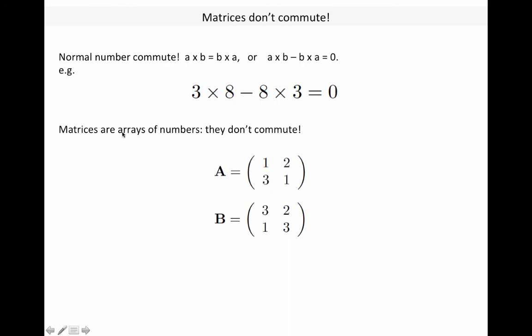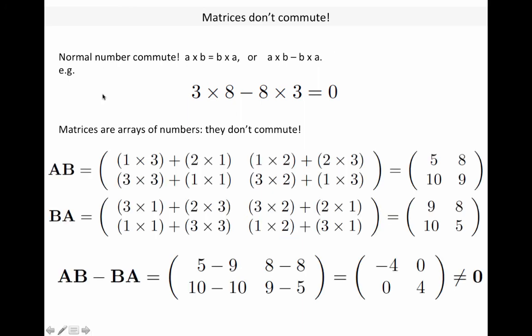Okay, now let's take a look at matrices. Now matrices are just arrays of numbers. For example, here are two arbitrary matrices I've just invented, A and B, which consist of 2 rows of 2 numbers each. Now, one of the notable things about matrix algebra is that matrices do not commute like ordinary numbers do. And we can test it for the 2 matrices I've written down here.